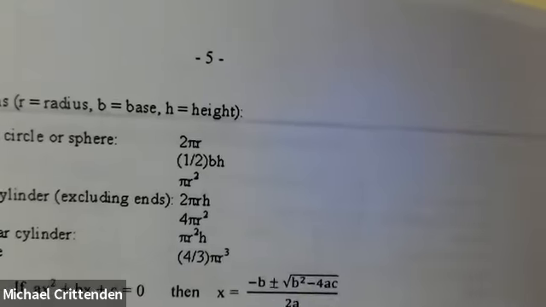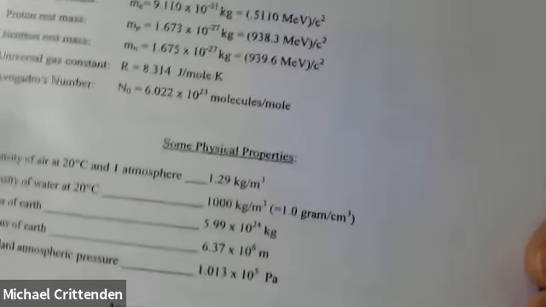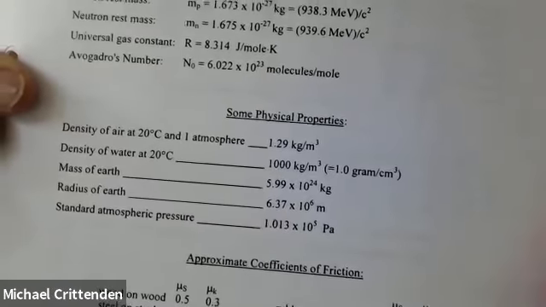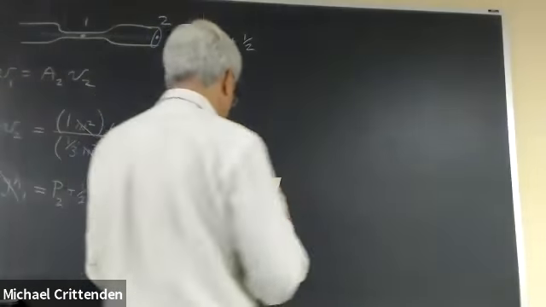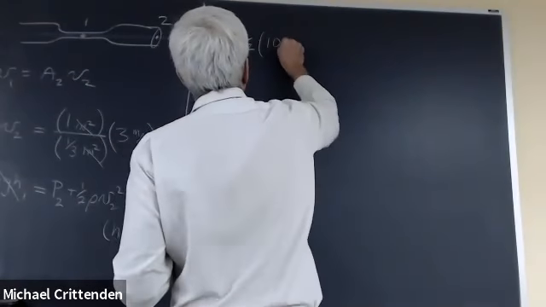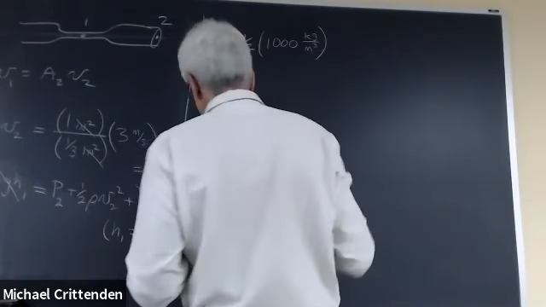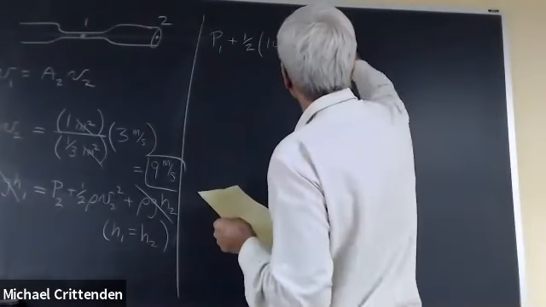So this is page 5 of the formula sheet. And you go down here to where it says some physical properties. And second from the top there, it says density of water, 1,000 kilograms per cubic meter. So that's what we put in for rho. Go sticking grams per cubic centimeter in there, and there will be a decimal error.